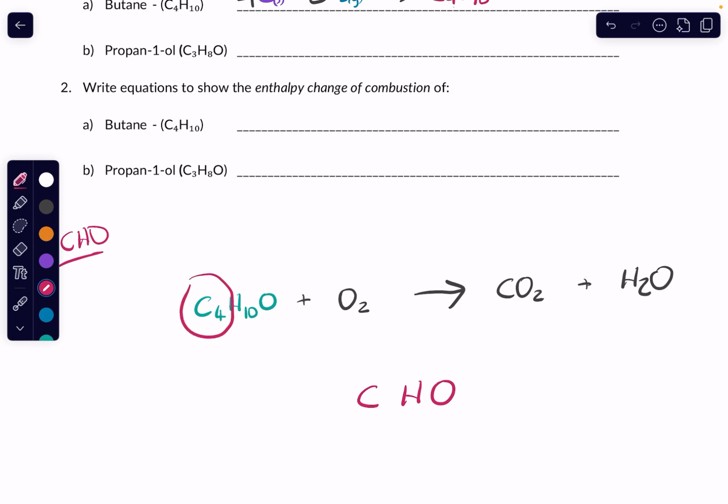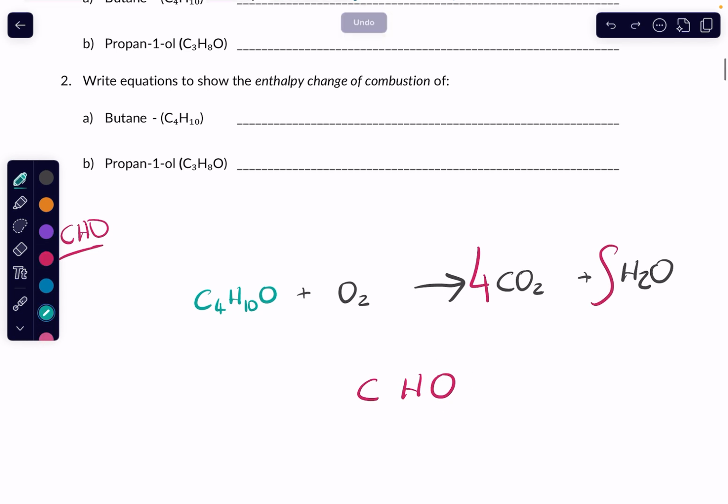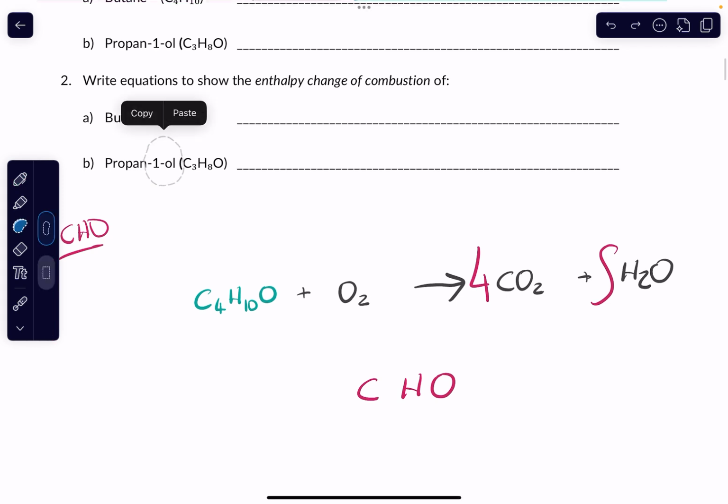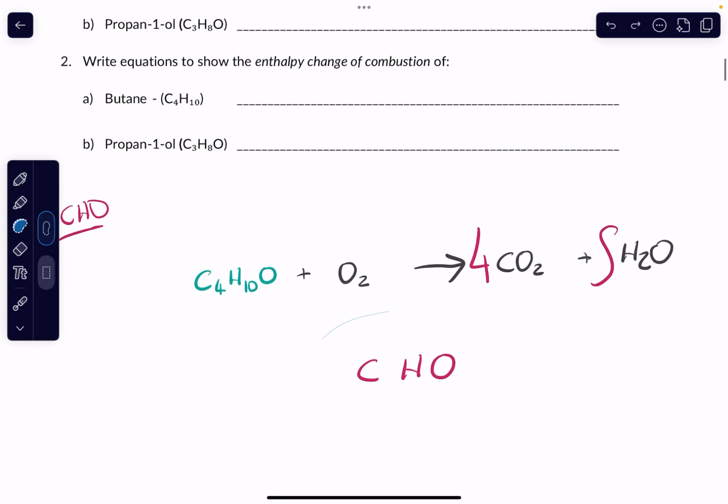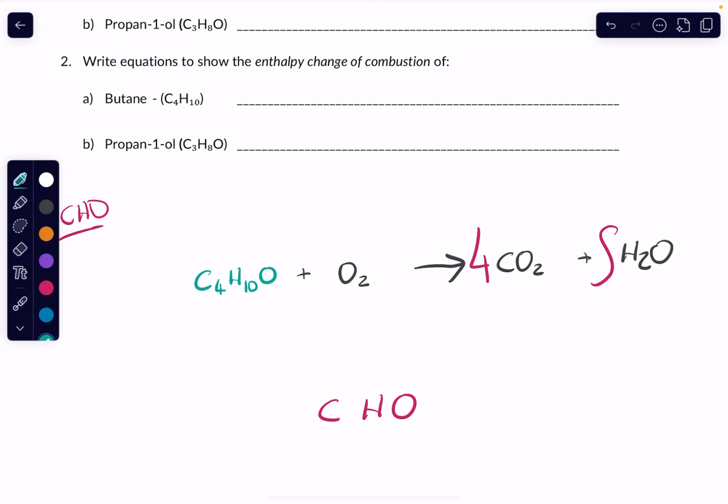I've got 4 on this side, which means I need 4 over here. Straight away done that. Hydrogens, I've got 10 over here, 2 over here. I'm just going to put a big 5 in front of that. You can see it's the same as before, and that's fine. Over here, oxygens. This is where things get a little bit weird because we've got an alcohol. So the rule before for CHO still works. Because we've got an alcohol, we've got one more thing to think about.